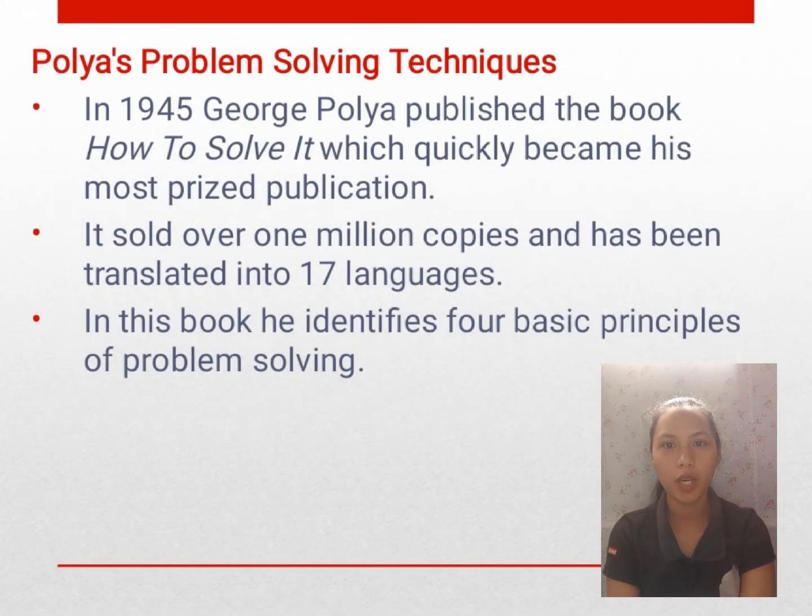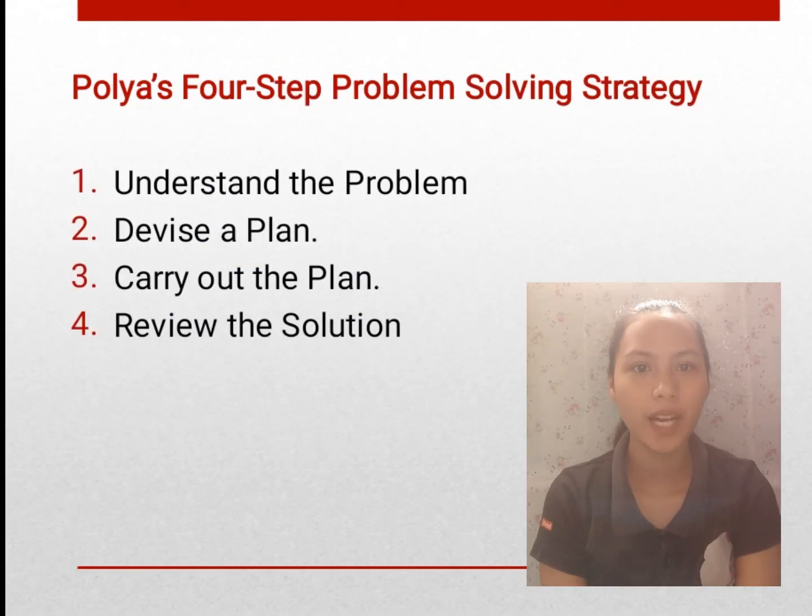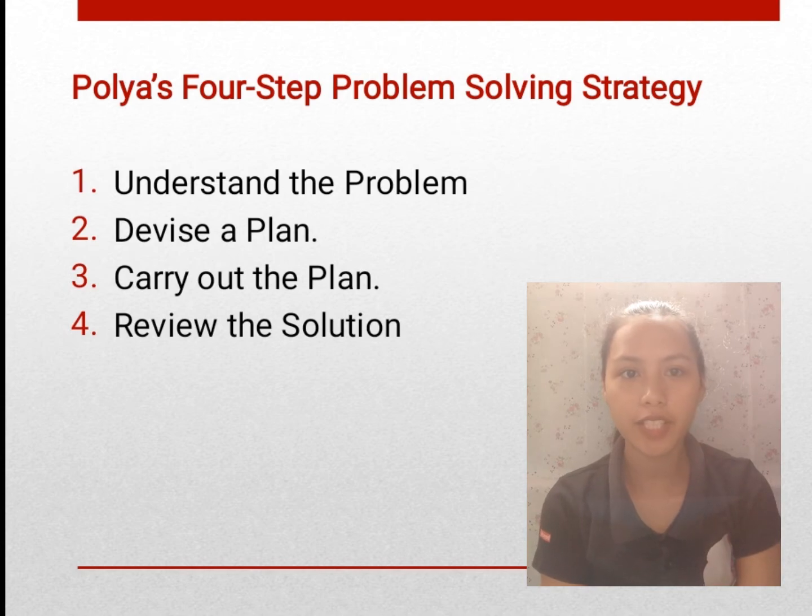In 1945, George Polya published the book How to Solve It, and it quickly became his most prized publication. In this book, he identifies 4 basic principles of problem solving. Polya's 4-step problem solving strategy. First, understand the problem. So you must answer the questions: Do you understand all the words used in stating the problem? What are you asked to find or show? Is there enough information to enable you to find a solution? Can you think of a picture or diagram that might help you understand the problem?